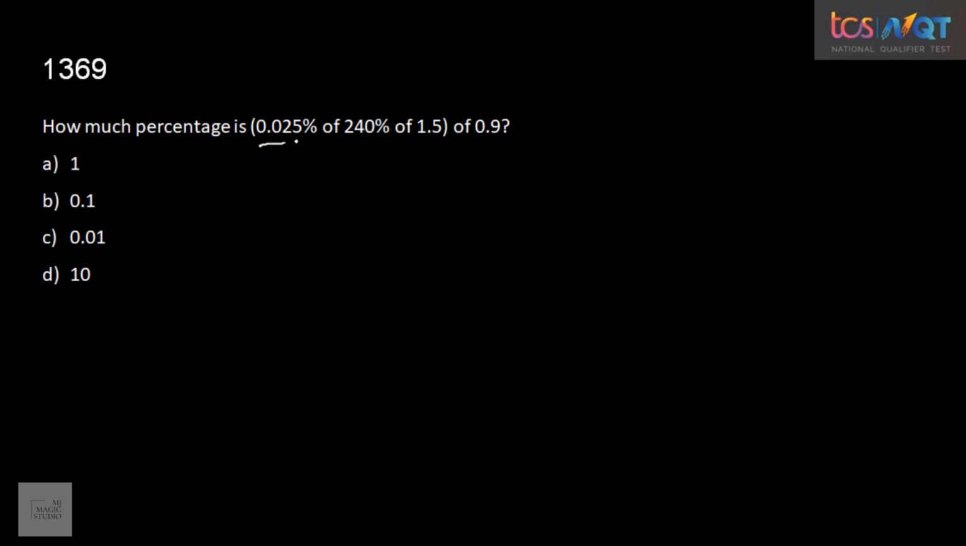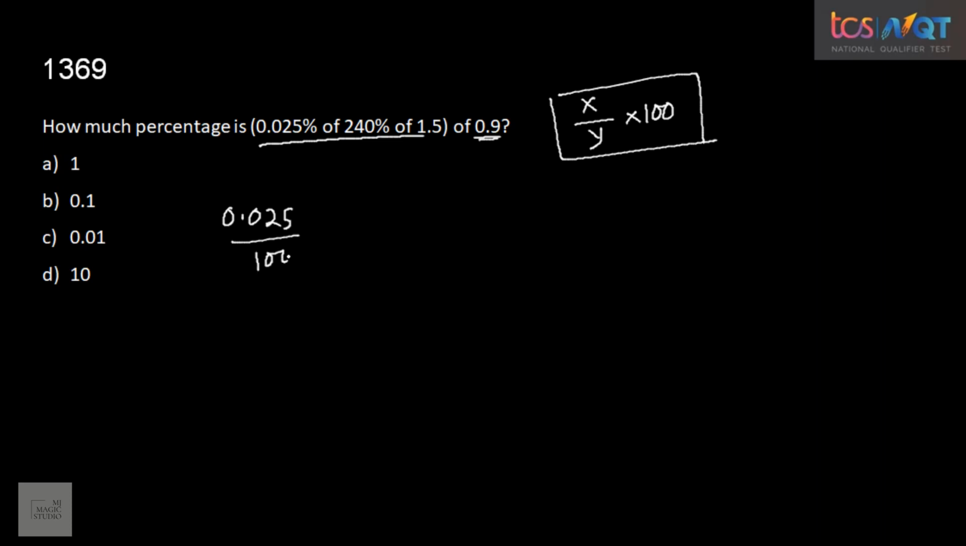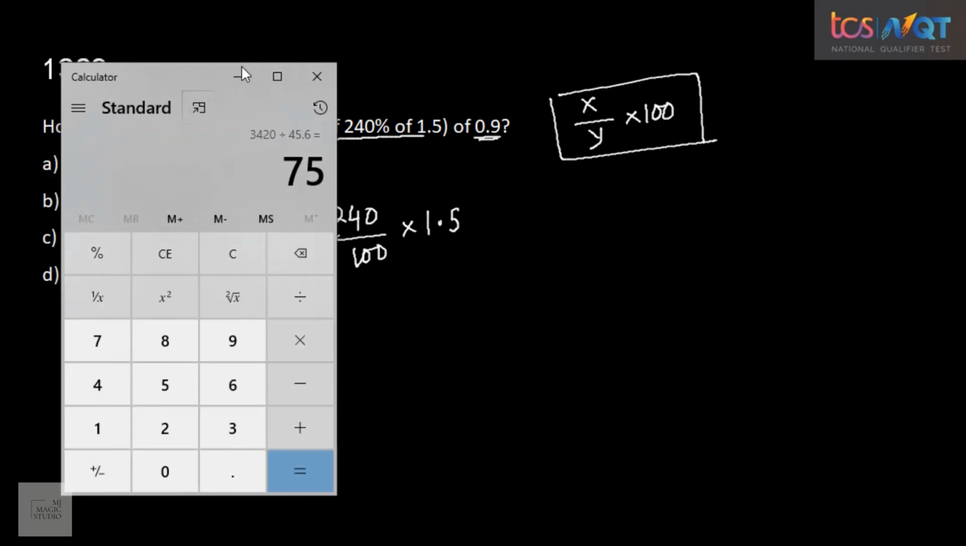Okay, how much percent is x of y? We need to calculate x upon y into 100. Now what is our x? X is 0.025% of 240% of 1.5.